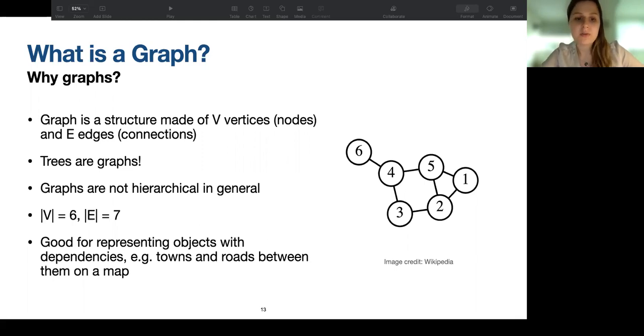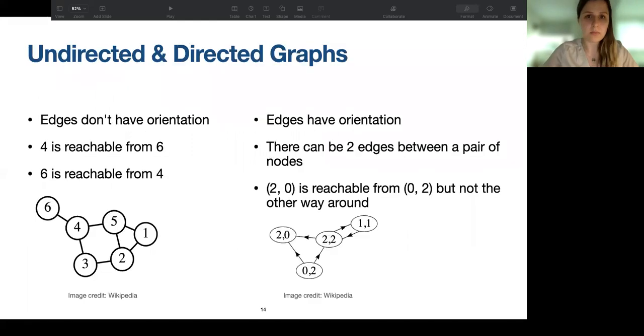Graphs are generally good for representing objects which have dependencies between each other. For example, you might think about towns on a map as vertices and roads between them as edges. It is basically a graph. I said that graphs don't have to be directed, they can be directed.